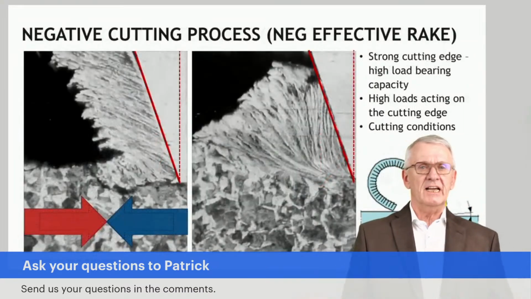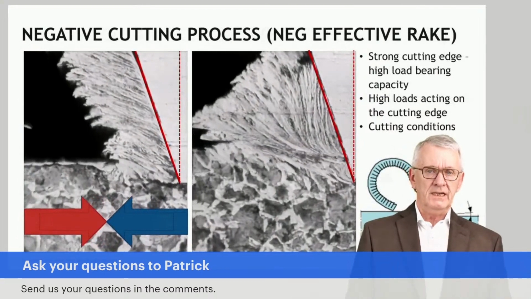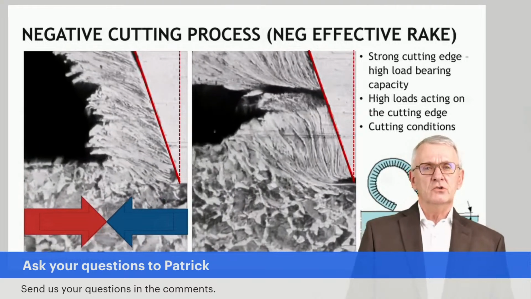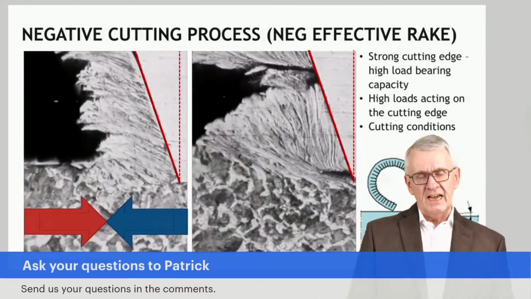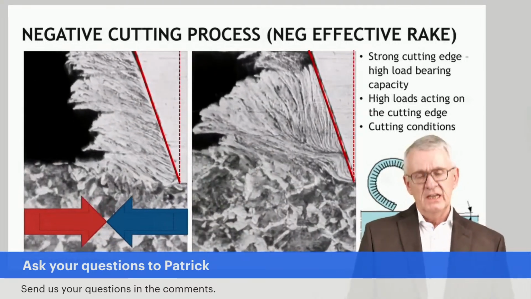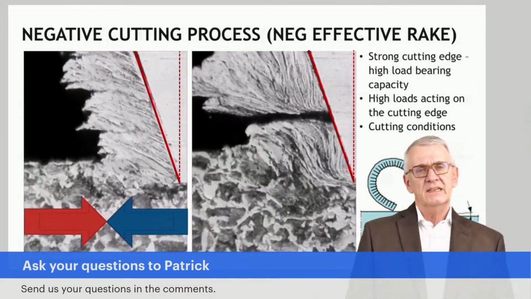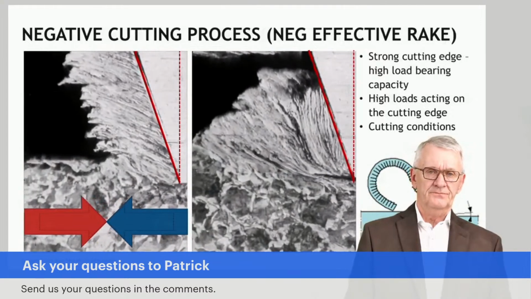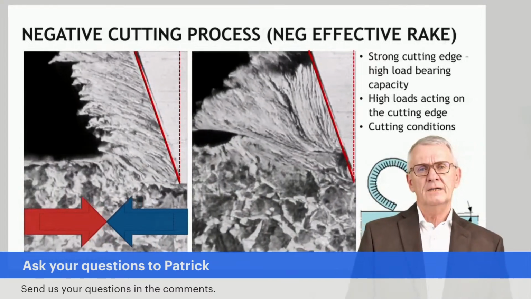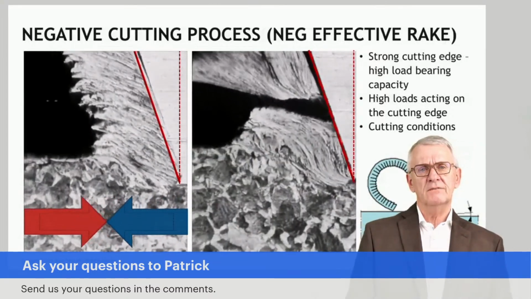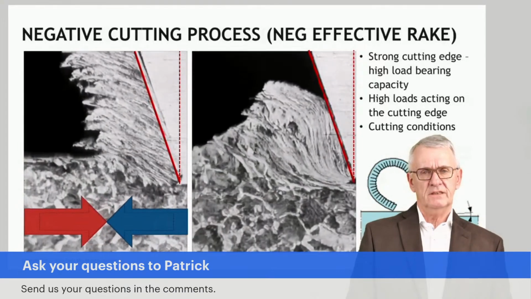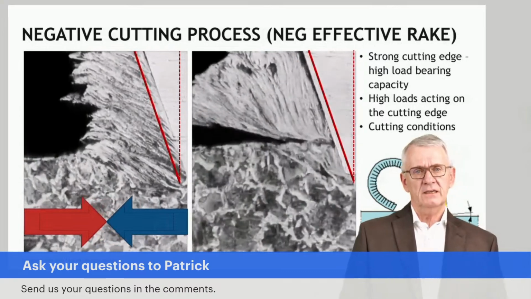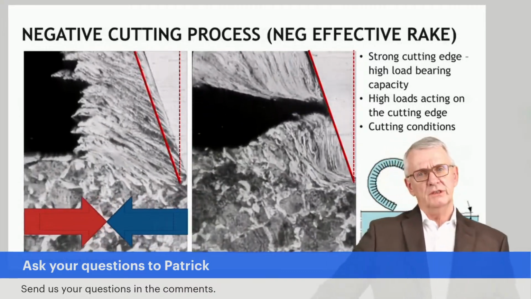The opposite is negative cutting. Negative cutting is a situation where, on purpose, I make a tool negative cutting. The angle between the cutting direction and the rake face is less than 90 degrees. That is what we refer to as negative rakes, negative cutting. And here we have a bit the opposite.